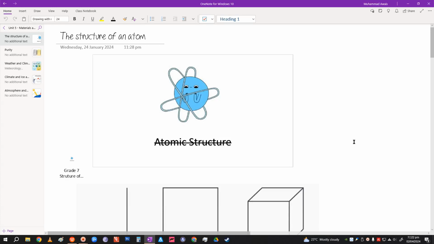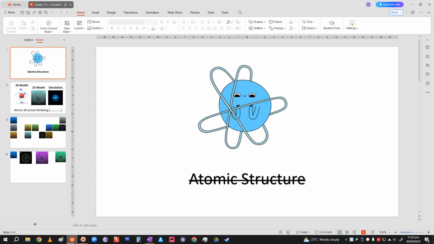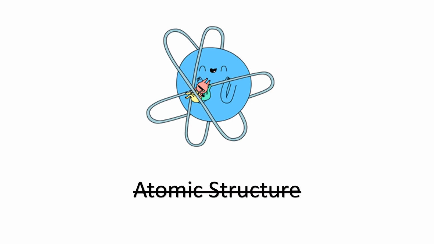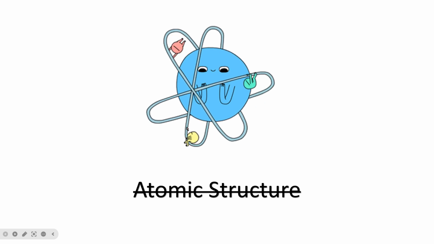Hello kids, today we will be covering Unit 5, which is Materials and Cycles on Earth, and the first topic in this unit is the structure of an atom. For that, I will start off with a little presentation, some animations that I wanted to share with you guys. This is how we know an atom.